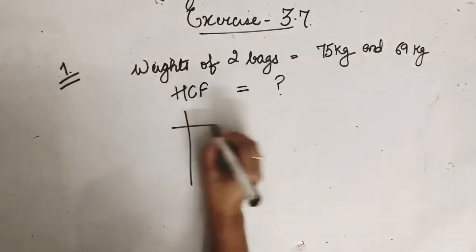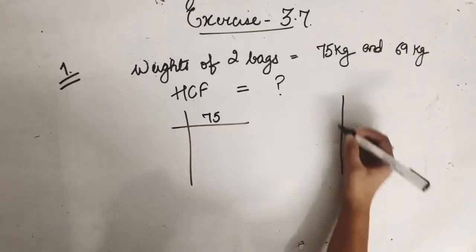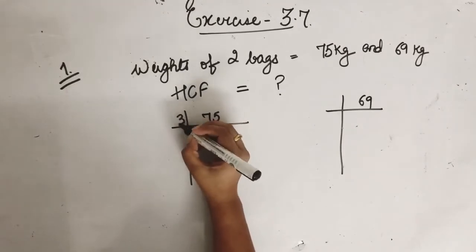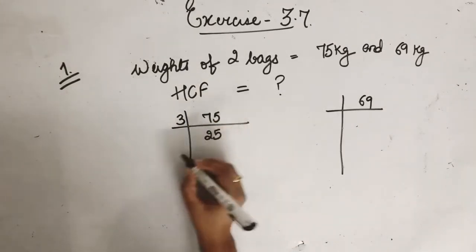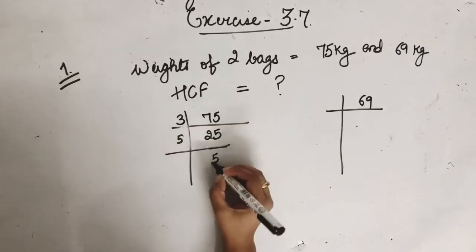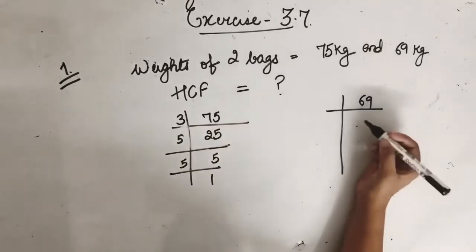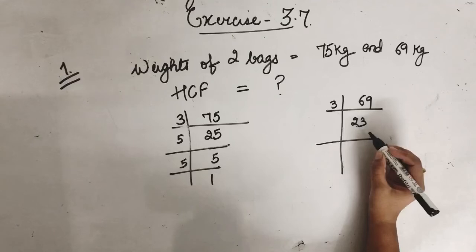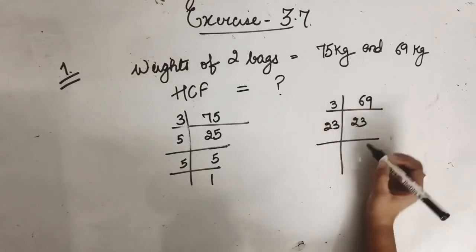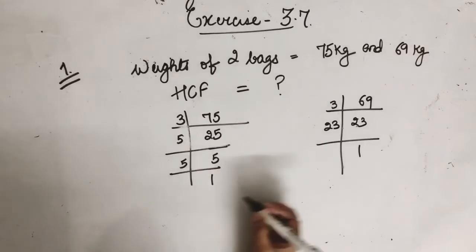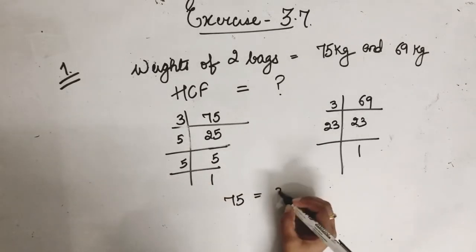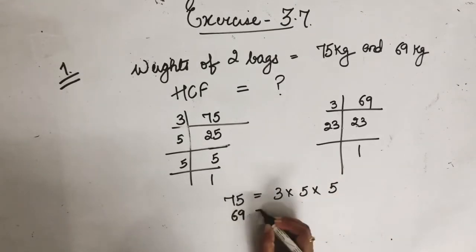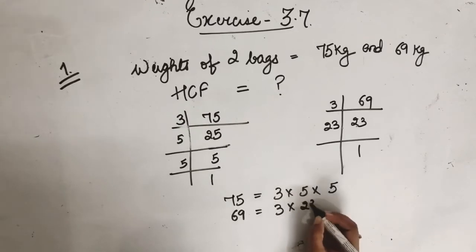HCF is equals to the prime factorization of 75 and prime factorization of 69. अब 75 की prime factorization you will start from 3. So it will be 25, 5 and 5. And prime factorization of 69, 3, 23. Now 23 is a prime number. So prime factorization of 75 is 3 into 5 into 5, and 69 is 3 into 23.